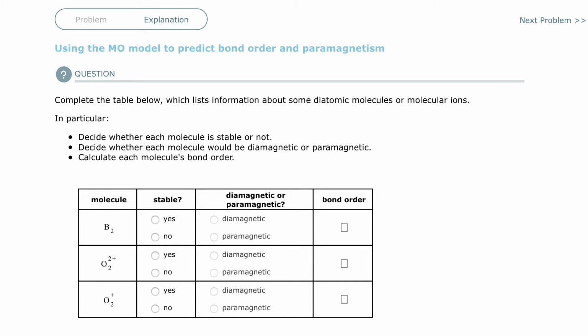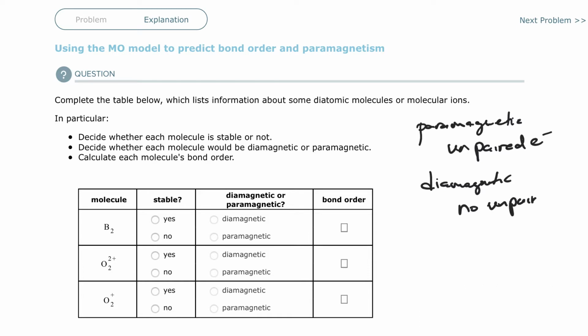So we're going to see that if it is unpaired, it is paramagnetic: unpaired electrons. Diamagnetic, which is repelling, repels a magnet. Diamagnetic is no unpaired electrons. Okay, so that's pretty simple. Stable and unstable has to do with the molecular orbitals. So let me show you something.